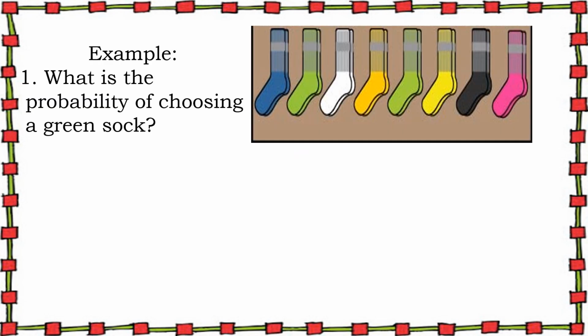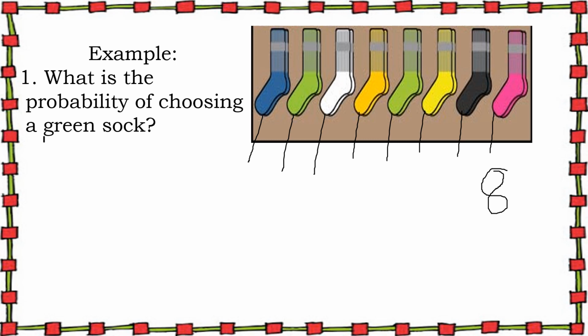And here we have an example with socks. The question says, what is the probability of choosing a green sock? So here's the trick for doing probability. Anytime you get probability, you always find out how many items you have in total. So we need to count how many socks are there in total. 1, 2, 3, 4, 5, 6, 7, 8. So I realize we have 8 socks in total. So I need to put that on the side so that I can remember that.